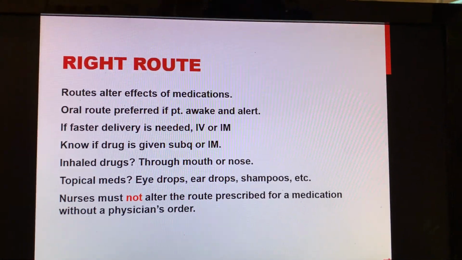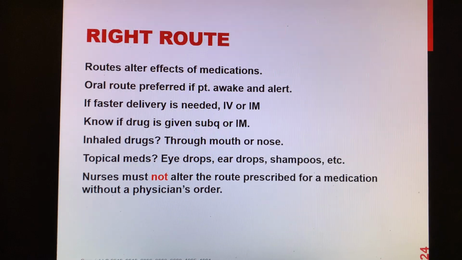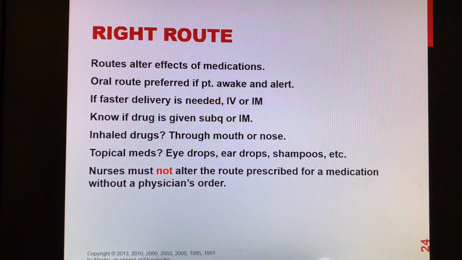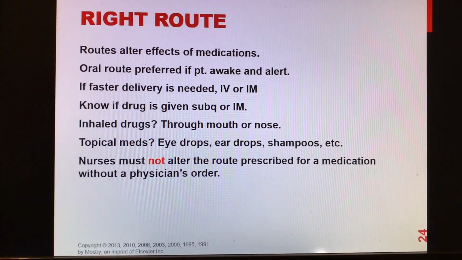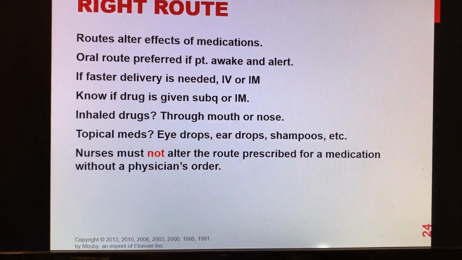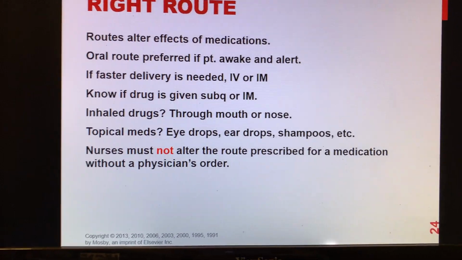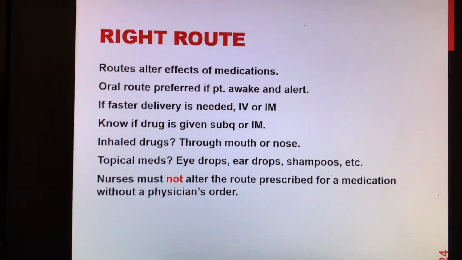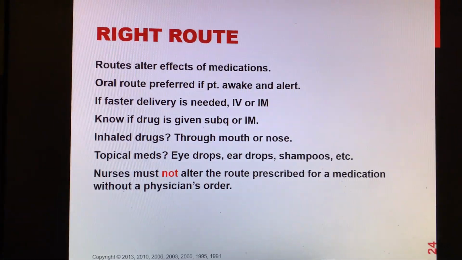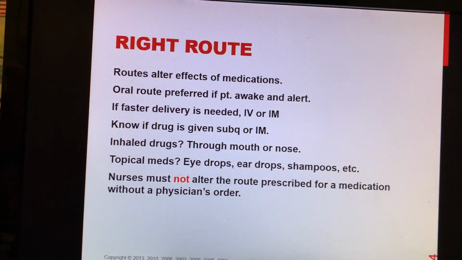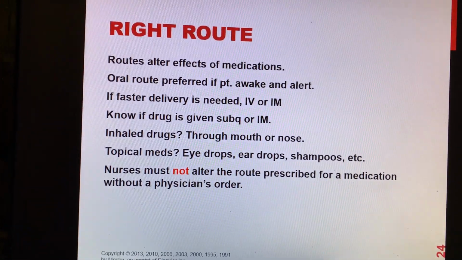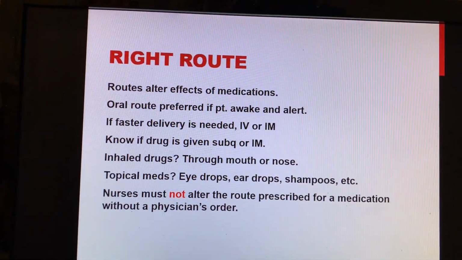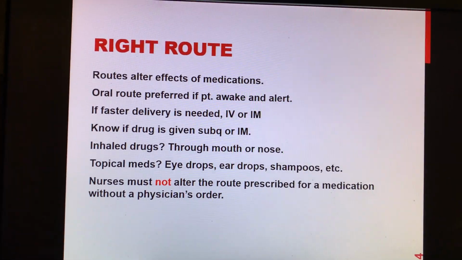Right route. We have to know exactly how to give the medication. The way we give the medication determines what the effects of the medication will be. We always want to prefer the oral route if the patient is awake and alert and able to take their meds, just because it's easier on everybody. We know that if fast delivery is needed for that medication, IM injection is fast, IV is faster. It's immediately available. So if it's an emergent situation, usually IV is the preferred route.